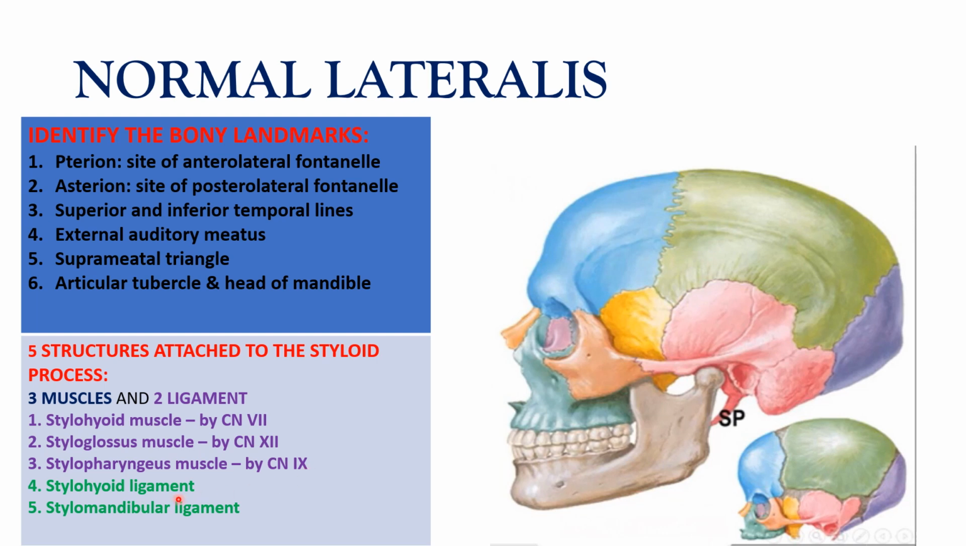Now, also attached to the styloid process are 2 ligaments, the stylohyoid ligament and then the stylomandibular ligament. So again, we've looked at the bony landmarks, then structures attached to the styloid process. Okay, we looked at a very important bony landmark here called the pterion. We said the pterion is made up of 4 bones: the frontal bone, the parietal bone, the greater wing of the sphenoid, and the squamous part of the temporal bone.